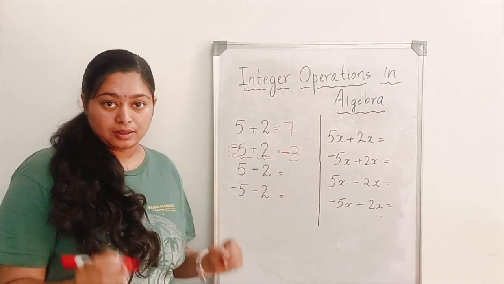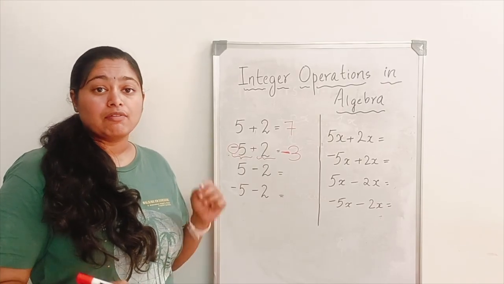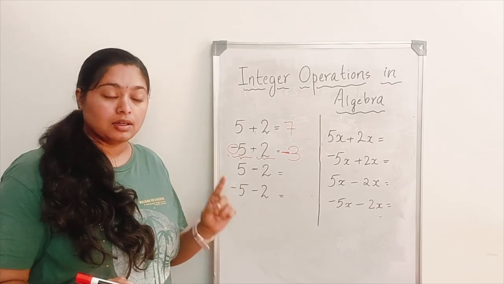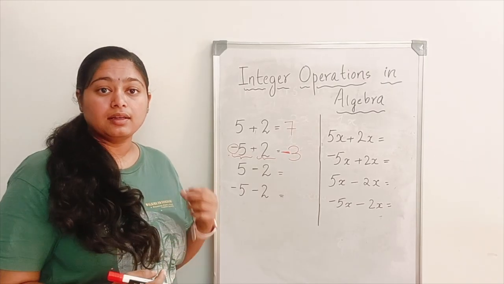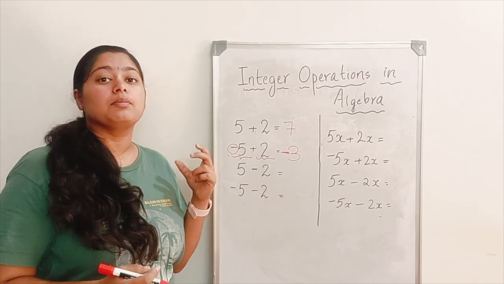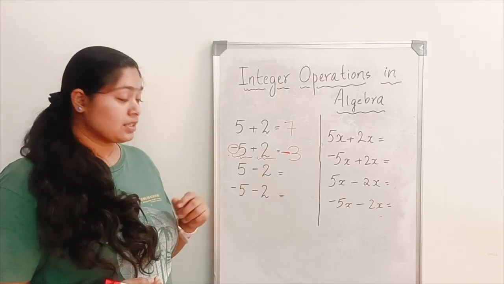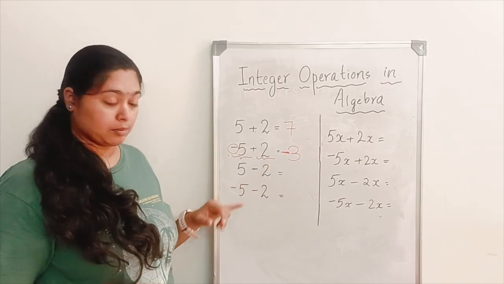So let me repeat the rule that we used. When you have one negative number and a positive number, subtract the numbers and apply the symbol of the bigger number. Let's look into the third example.